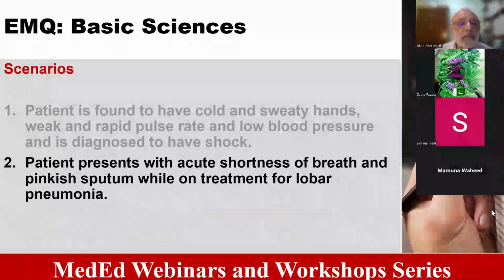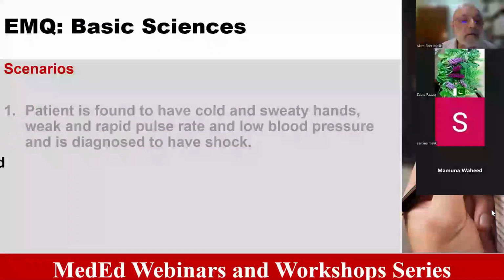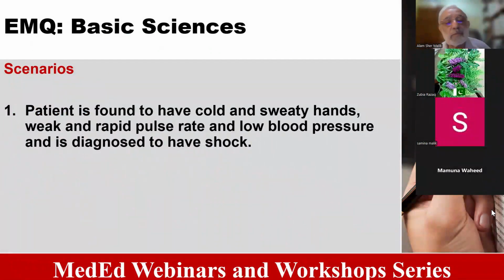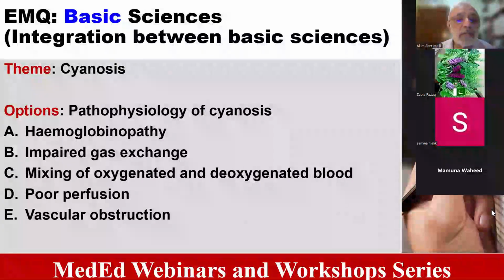Now here we have five options: hemoglobinopathy, impaired gas exchange, mixing of oxygenated and deoxygenated blood, poor perfusion, and vascular obstruction. And these are the scenarios where students have to match. So the patient is found to have cold and sweaty hands. This patient is in shock, and we know that the pathophysiology in shock would be poor perfusion. The answer would be D.